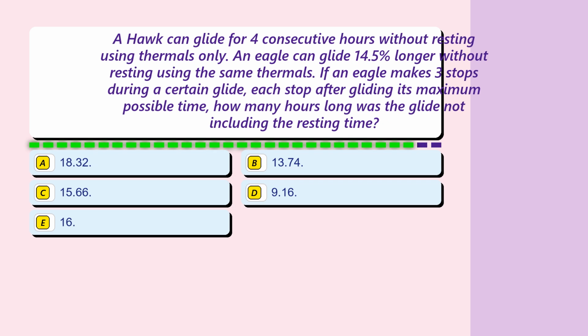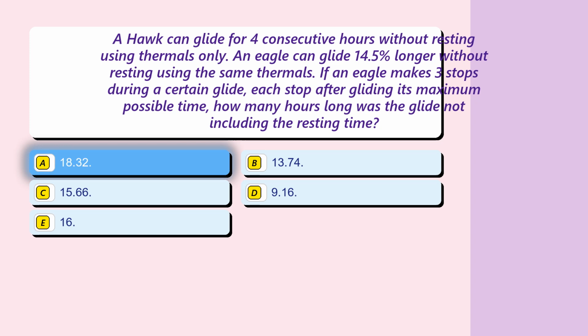Question 12. A hawk can glide for 4 consecutive hours without resting using thermals only. An eagle can glide 14.5% longer without resting using the same thermals. If an eagle makes 3 stops during a certain glide, each stop after gliding its maximum possible time, how many hours long was the glide not including the resting time? Option A, 18.32. Option B, 13.74. Option C, 15.66. Option D, 9.16. Option E, 16.